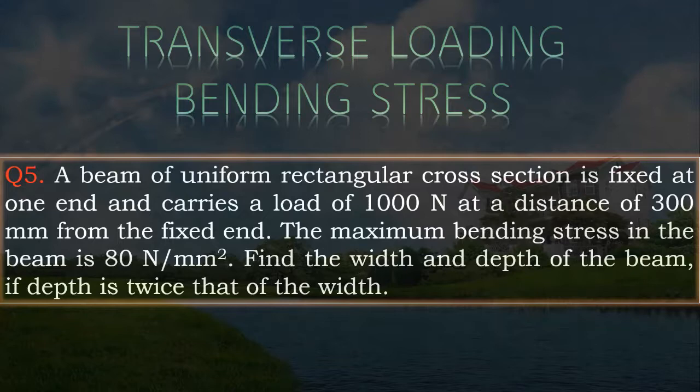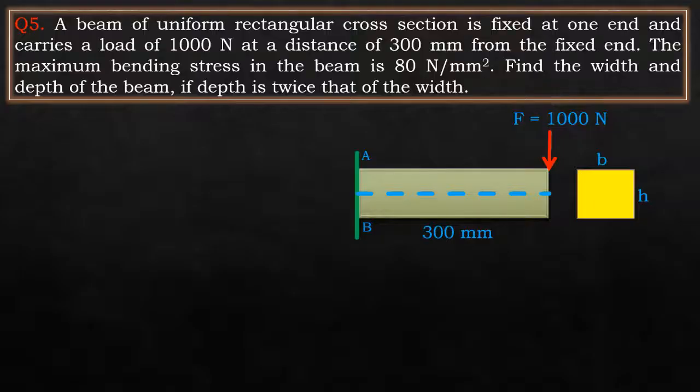Also, the beam has a rectangular cross section having a certain width as well as depth. Also, in this numerical, he has given the relation between the depth and width. He has clearly mentioned that the depth is twice that of the width. At the same time, he has given the bending stress of the beam as 80 Newton per mm square. Let us solve the numerical by writing down the given data. This is the pictorial representation.